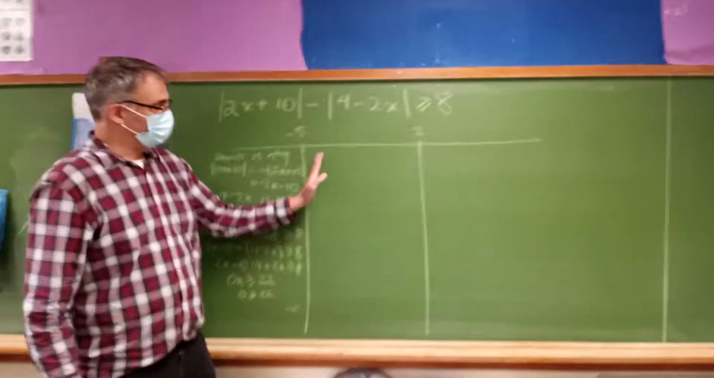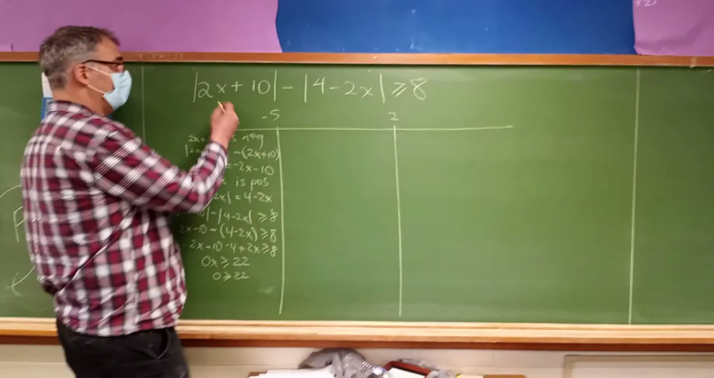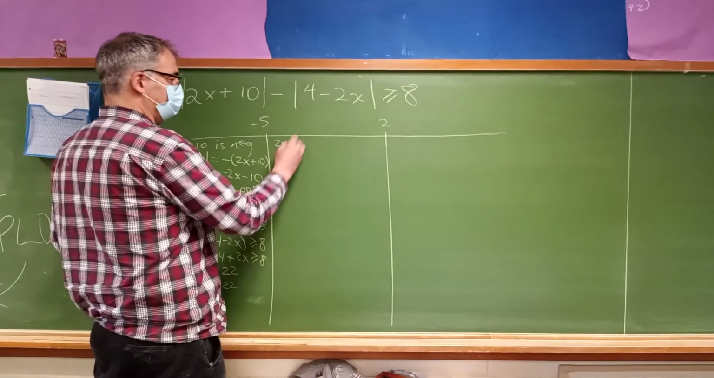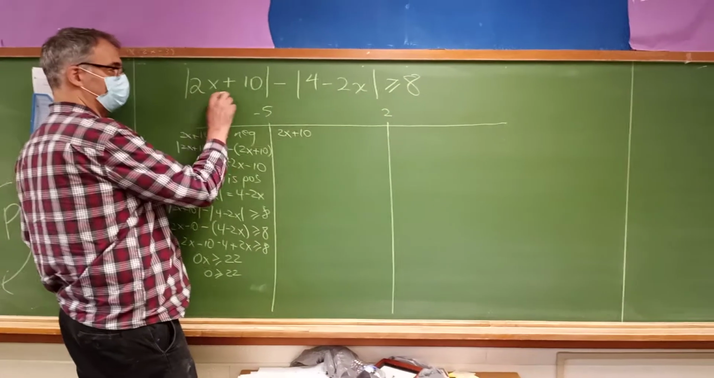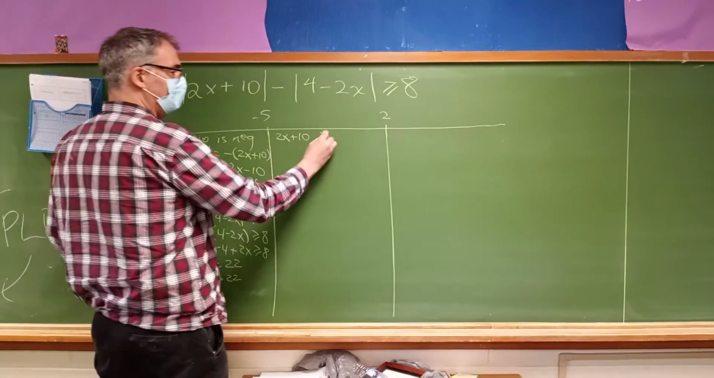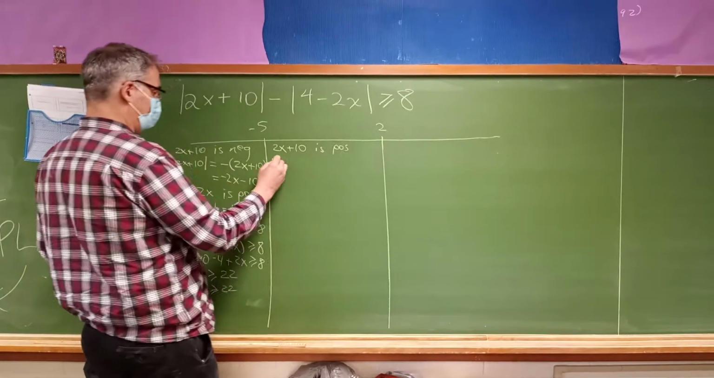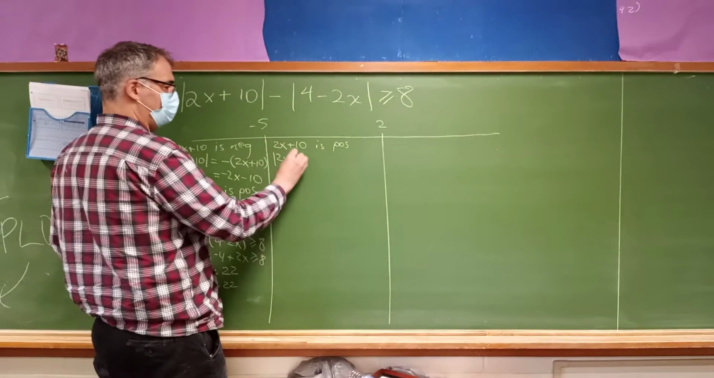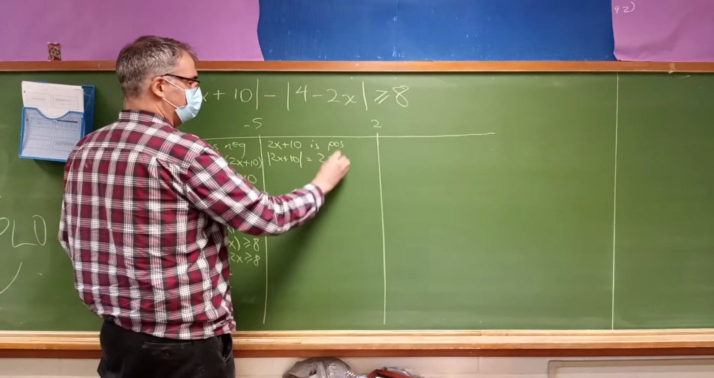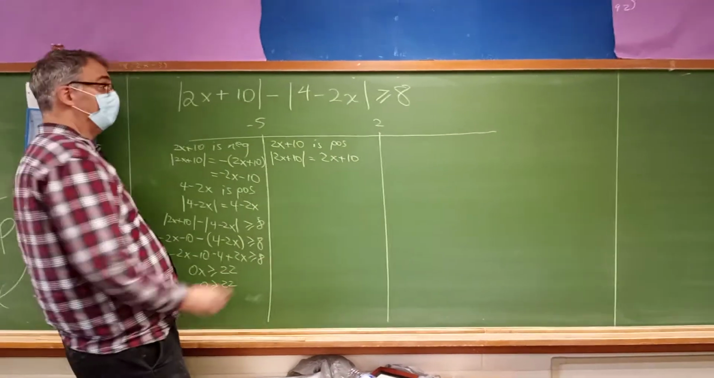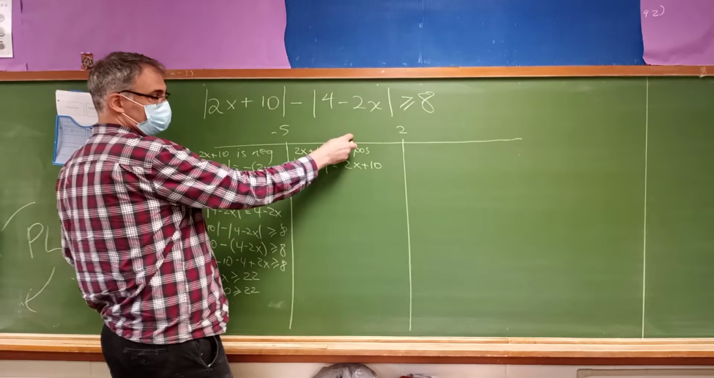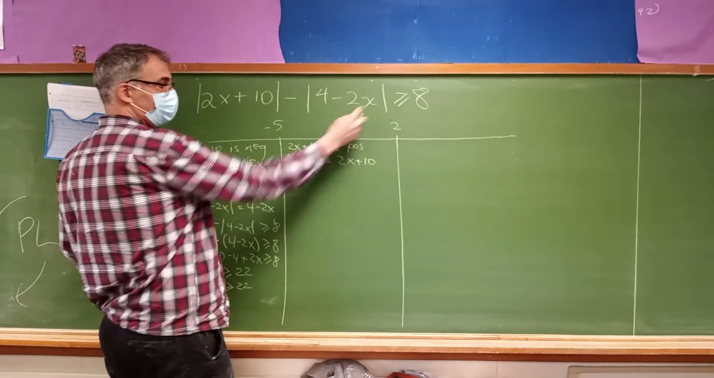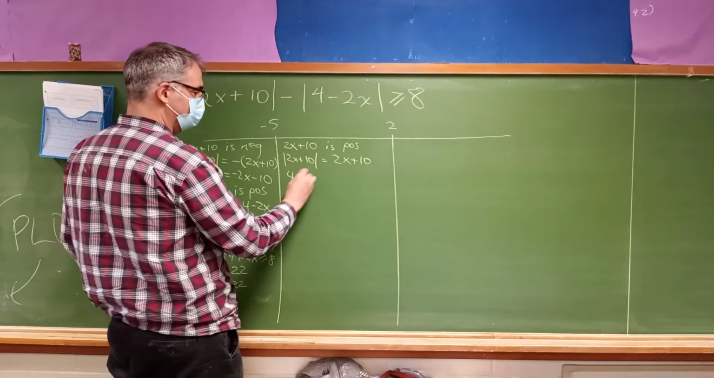In this realm, in between -5 and 2, 2x plus 10 is positive. For instance, if you pick the number 0, 2 times 0 plus 10 is positive. So the absolute value of 2x plus 10 is equal to 2x plus 10. Similarly, 4 minus 2x is positive. For instance, if you let x be 0, 4 minus 2 times 0 is positive.